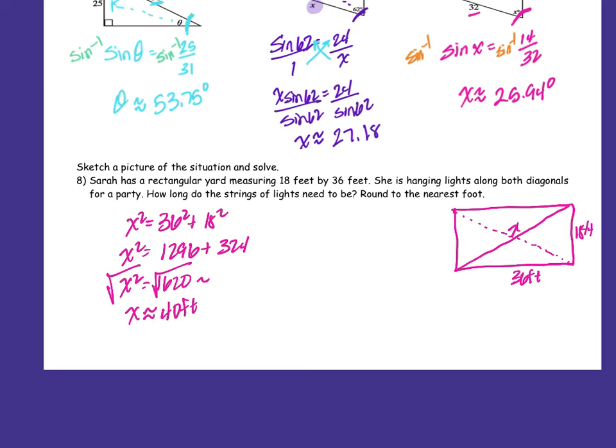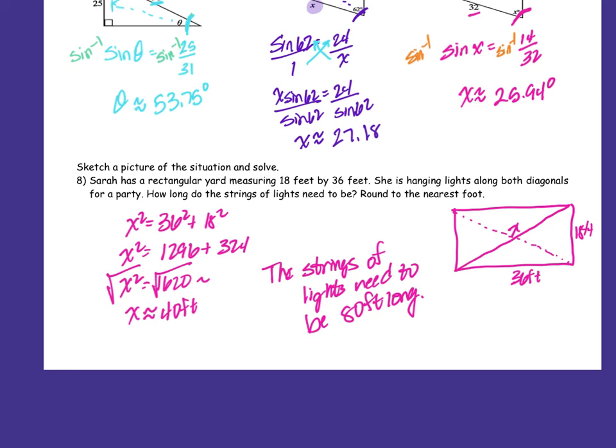So to answer the question, the strings of lights need to be 80 feet long. Story problems are usually answered in the form of a sentence. Why does it need to be 80? Because there's 2 of them. 40 is one diagonal, and there's 2 diagonals of the exact same length. So it should be 40 plus 40 is 80 feet long.